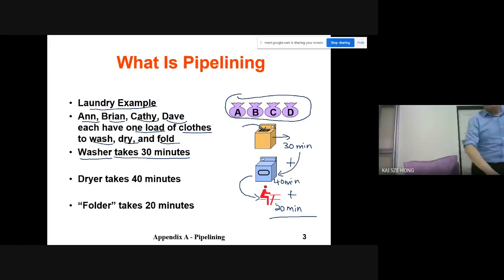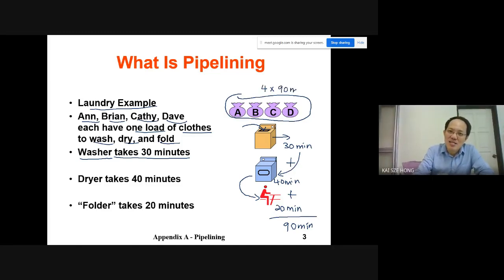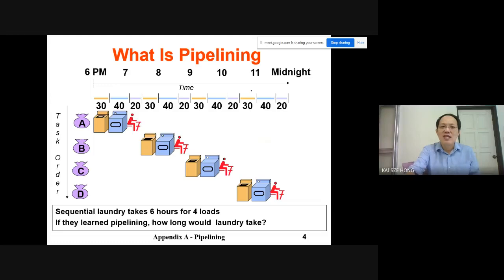So what does it mean? Okay, you need 90 minutes. So let's say if you have four loads of clothes, and you wait 90 minutes for one cycle of the process to finish, so four of them multiply 90 minutes. Total time is 360 minutes. So this is the total time. The total time required for you to complete this process is 360 minutes. Now you have one problem. If you need to spend 360 minutes to complete four loads of clothes, it will be very time consuming, right?